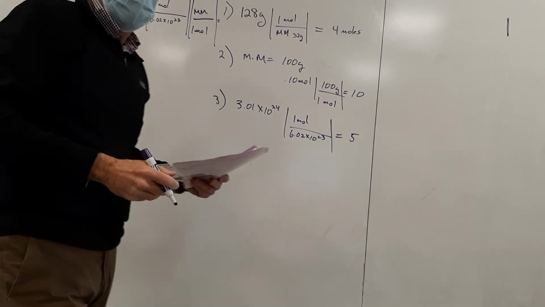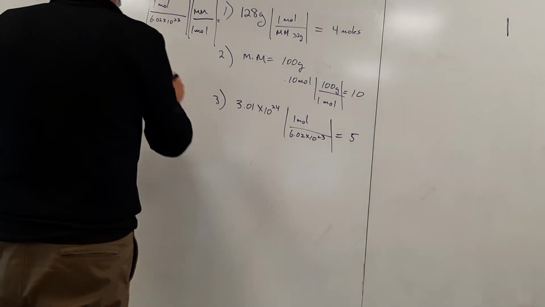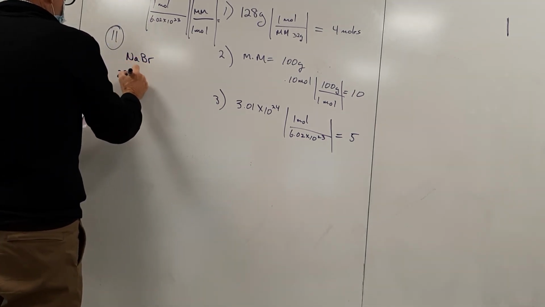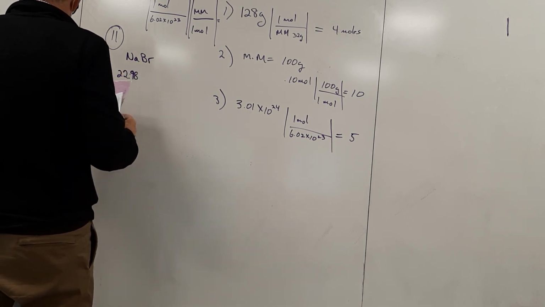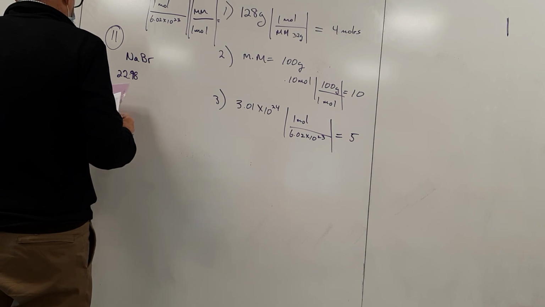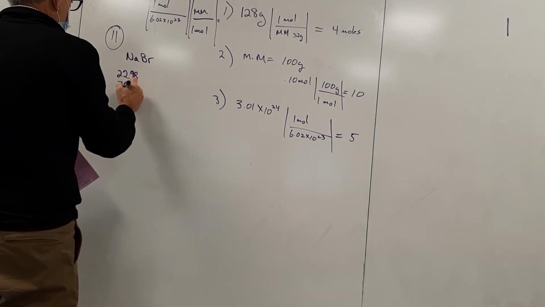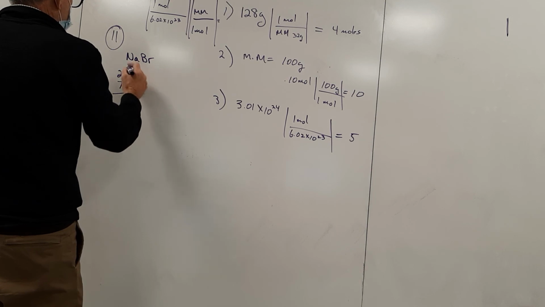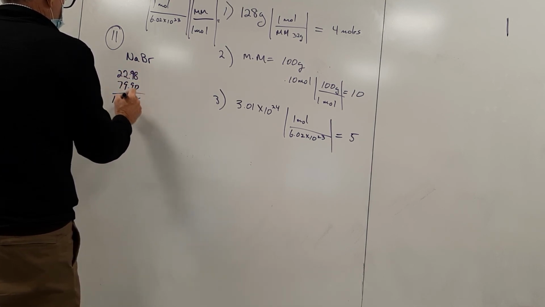Oh, what is the mass? Let me look at the mass of sodium bromide. NaBr. Na is 22.98, I believe, and bromine is 79.9. So 8, 9, 10, 12. It's about 102.88.